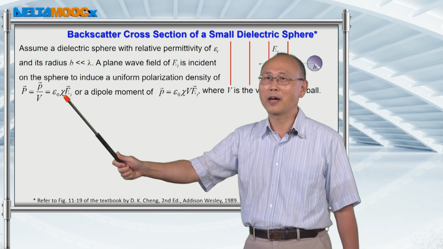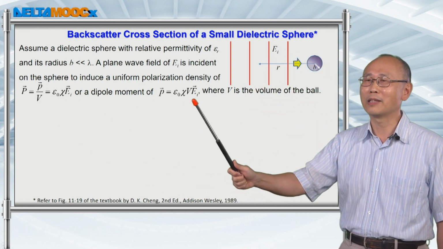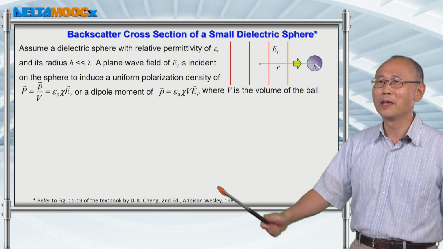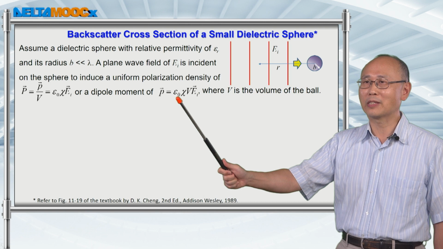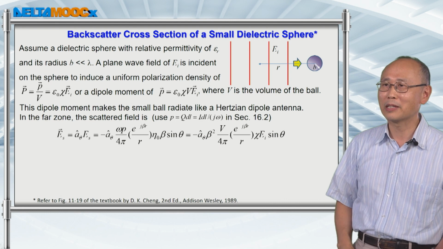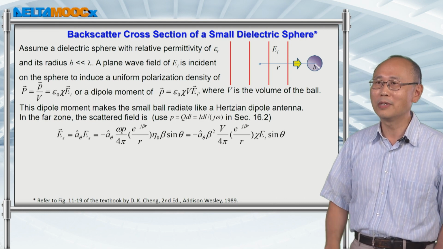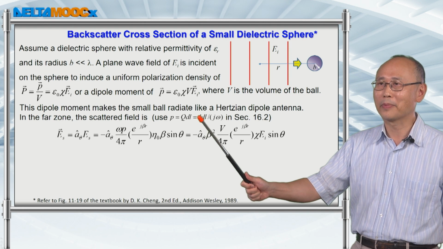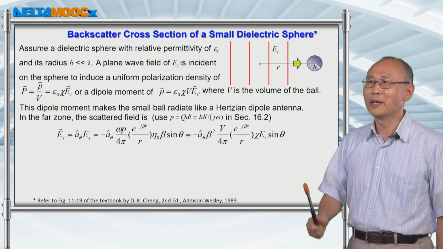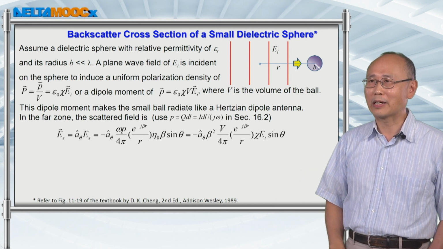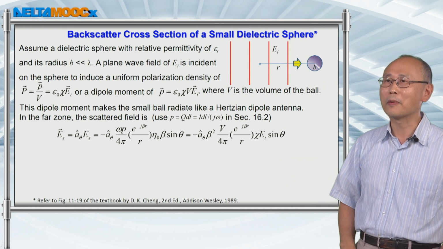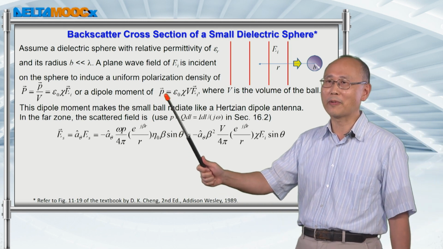You just multiply this expression with the volume, and this volume is well defined by this spherical ball with a radius of b. So with this dipole moment, you can extract the formula given in section 16.2 for the Hertzian dipole antenna. When this plane wave is incident on this dielectric ball, the ball radiates like a Hertzian dipole antenna with a uniform dipole moment given by this expression.